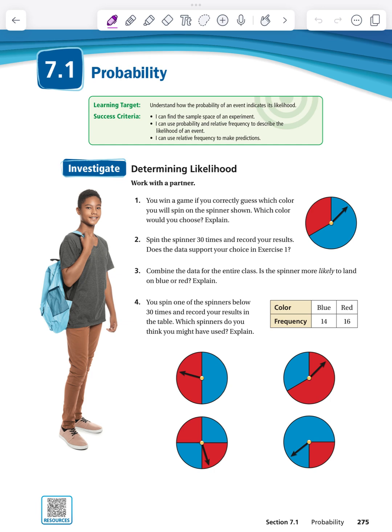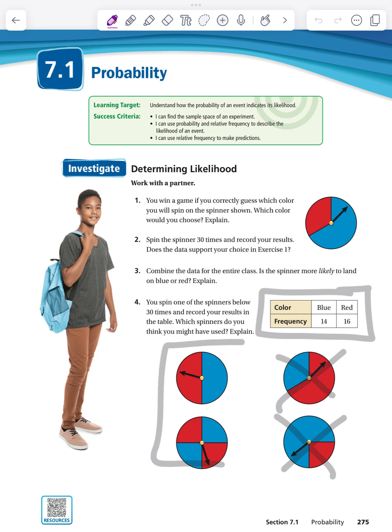Number 4, this is where I am now. You spin one of the spinners below 30 times and record your results in the table. Which spinner do you think you might have used? Okay, so if these are our results, we got 14 blue and 16 red. It looks pretty close to half and half. So I'm going to say it's not this one and it's not this one. However, both of these spinners are 50% blue and 50% red. So I think either of these are likely to give us the outcomes of 14 spins on blue and 16 spins on red.